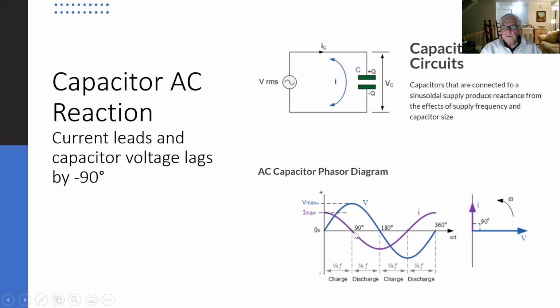At the 90-degree interval, you get a maximum, and then it starts dropping off as you start to discharge it. Okay, and then you repeat the cycle after 180 degrees. At 360 actually.